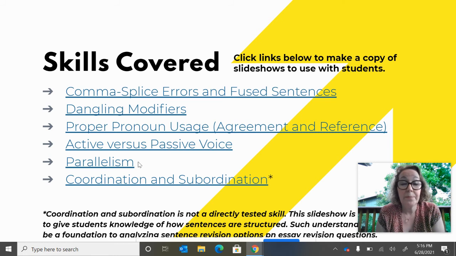So I included them. If you have the time to reinforce these with your students, I think it's a good use of time. If they don't happen to encounter a question like this on the TSI, they surely will encounter it on the SAT. So I don't think it's a waste of time to go over those.